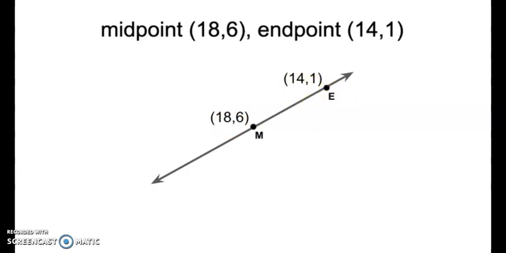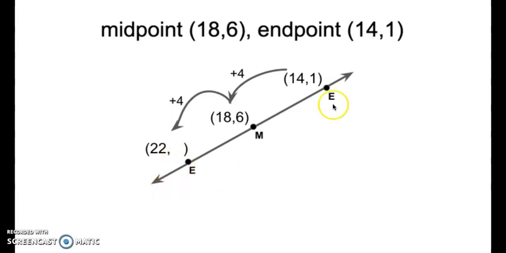Now to find the other endpoint on this side, because this midpoint is between those two, look at what I do to go from that endpoint to the midpoint. So looking at the x-coordinate, to go from 14 to 18, I add 4. So to go from 18 to the other endpoint, I also have to add 4. So 18 plus 4 is 22. So that's the x-coordinate of my other endpoint.